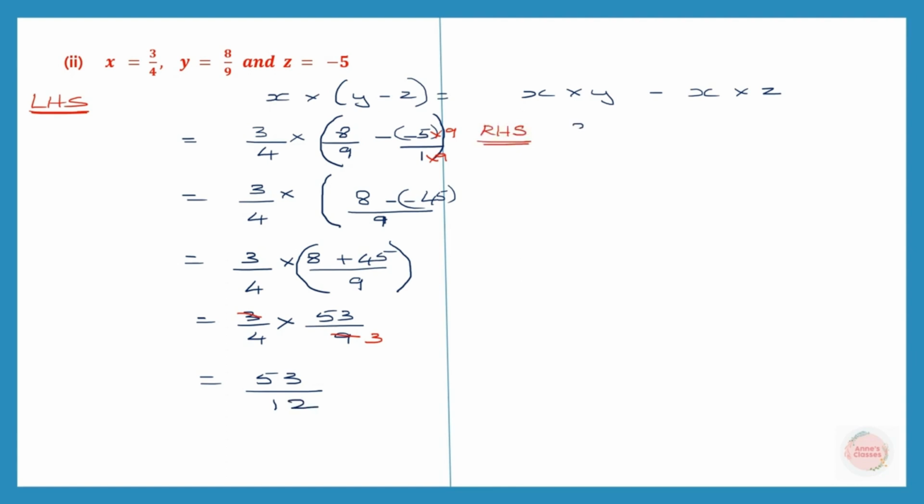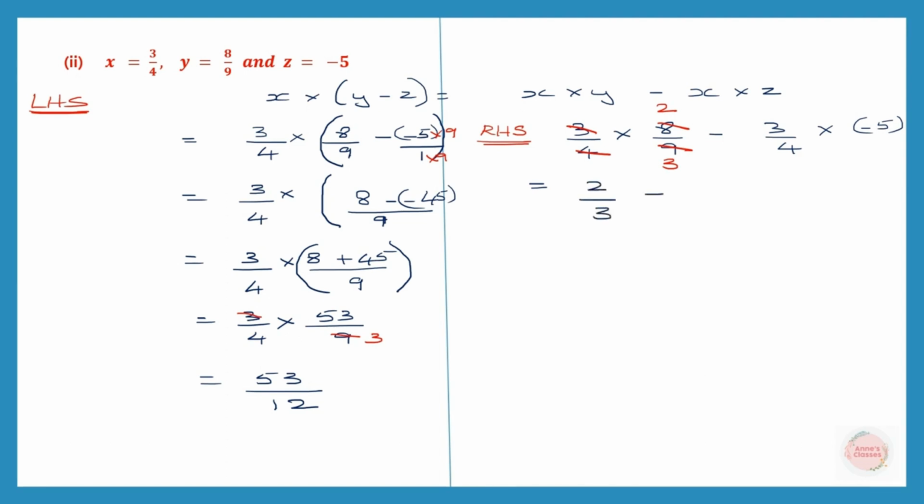X is 3 by 4, x into y. So 3 by 4 into 8 by 9 minus x into z. 3 by 4 into z is minus 5. So here let's see what we can cancel. I can cancel 3 and 9. 3 threes are 9. I can cancel 4 and 8. 4 twos are 8. So in my numerator I have 2, denominator 3.